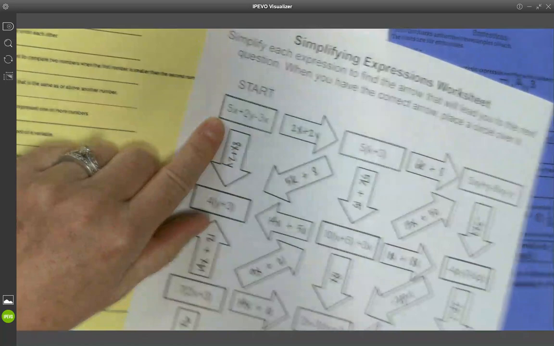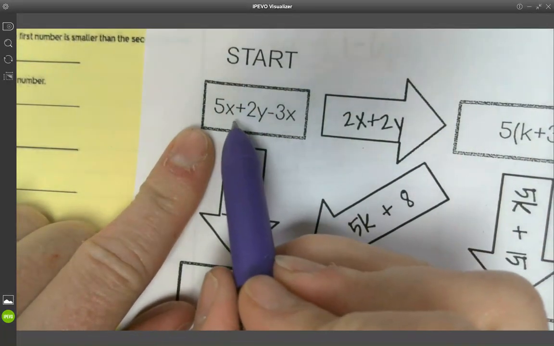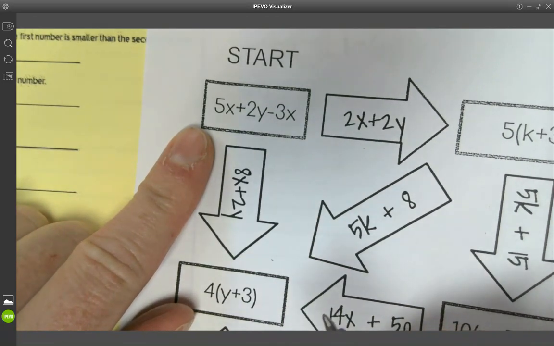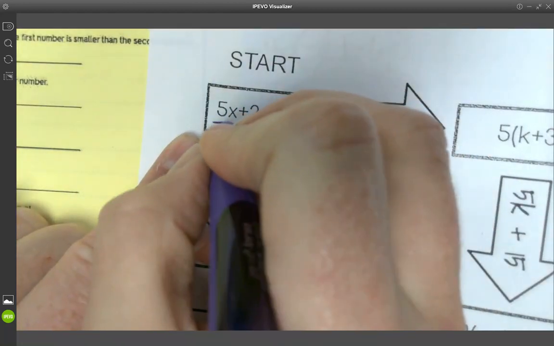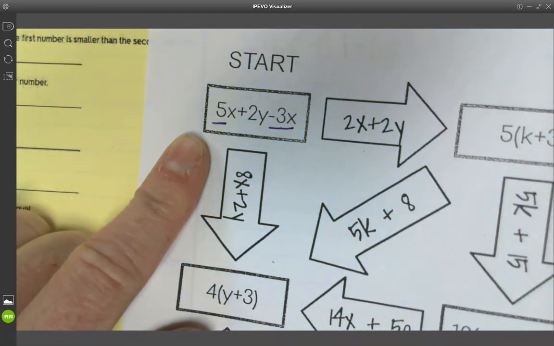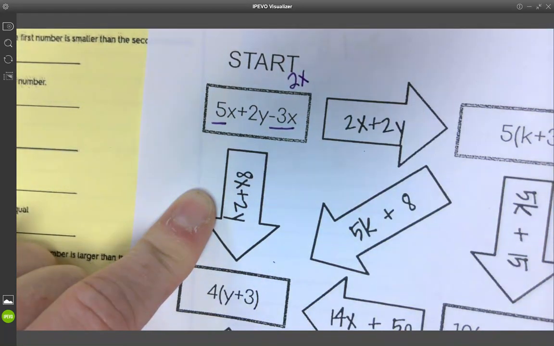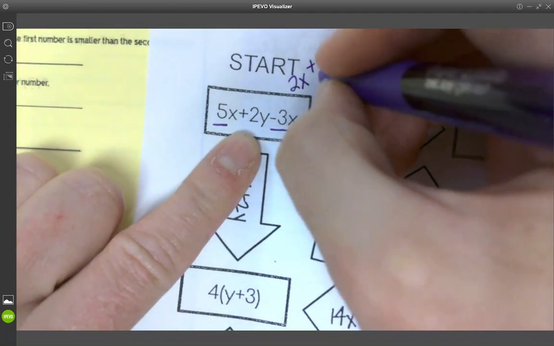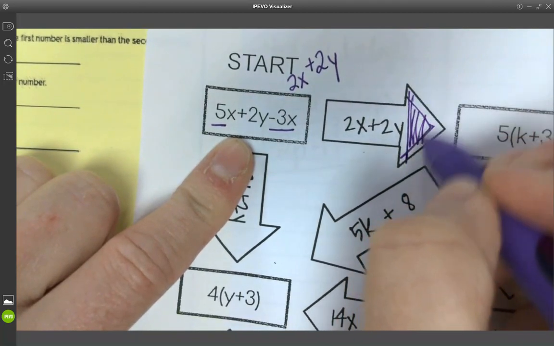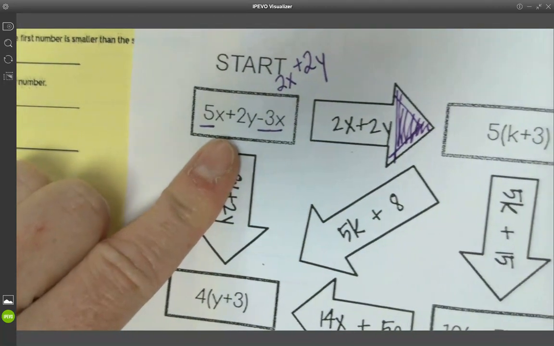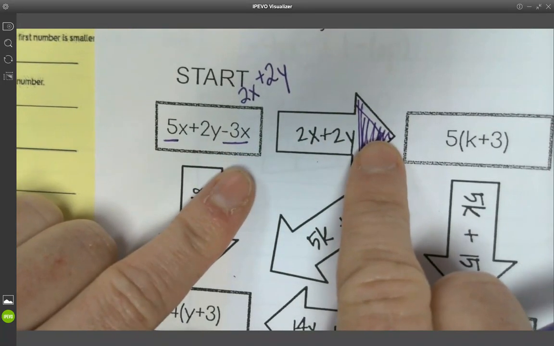So like on this one, this is where you start, and you're going to follow the arrows that have your answers. So the way you would show work on this is you'd look for your like terms and underline them. So here, I could just underline those, and I'd be like, okay, 5x minus the 3x is 2x. 2y doesn't have anything, so plus 2y. So I know I'm going this direction. Okay? You can use colored pencil or marker to color this in, or you can just shade it with your pencil.